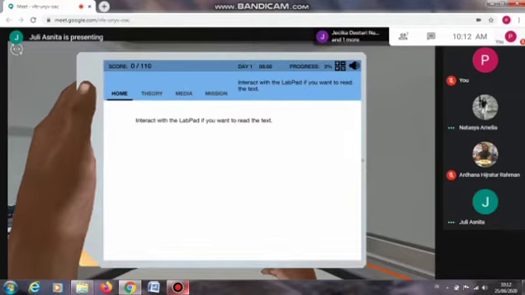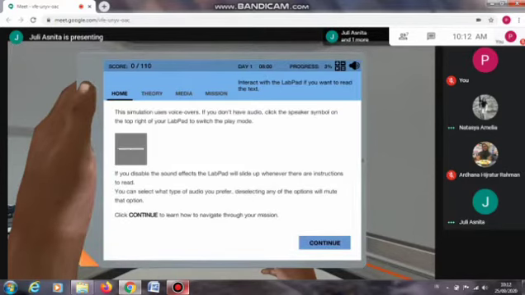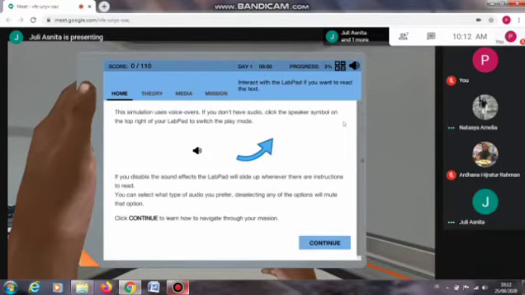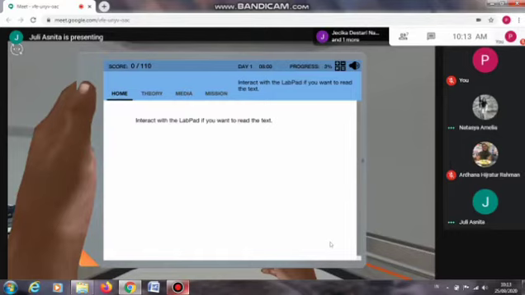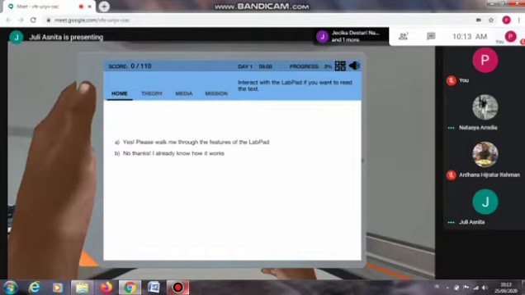This simulation uses voiceovers. If you don't have audio, click the speaker symbol on the top right of your lab pad to switch the play mode. If you disable the sound effects, the lab pad will slide up whenever there are instructions to read. You can select what type of audio you prefer. Using the lab pad is an important way to get the most out of this simulation.